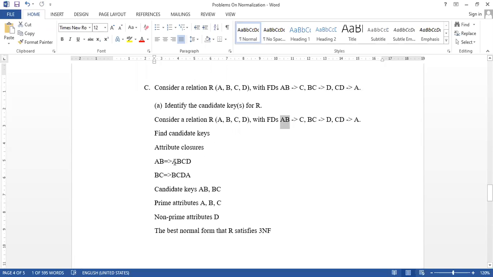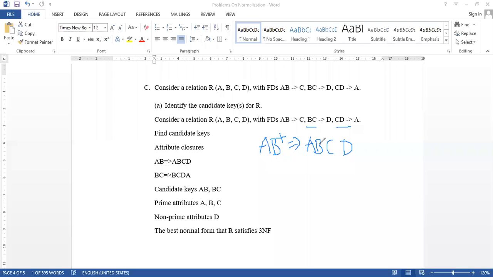AB will give AB. Find attribute closures, right? So find AB closure. It will give AB. And it is giving C also. From BC, we are getting D also. From CD, we are getting A, which is already there, right? So AB is one candidate key.